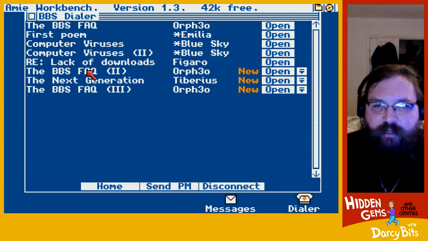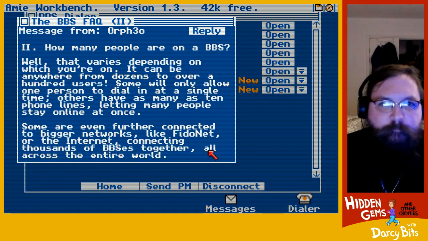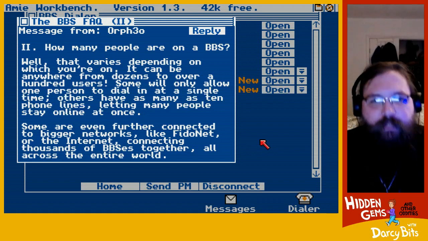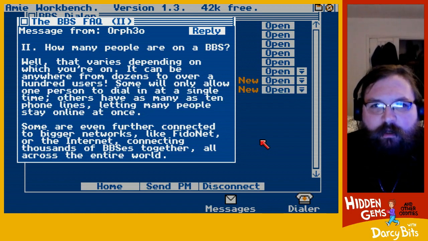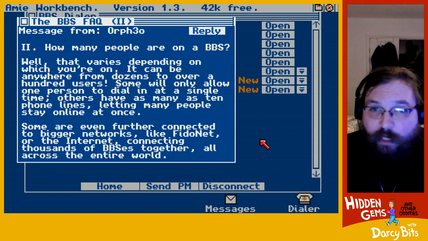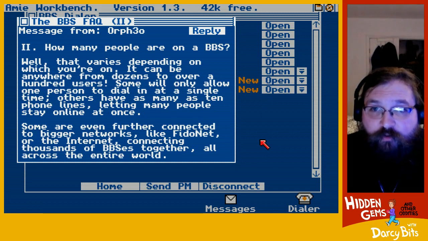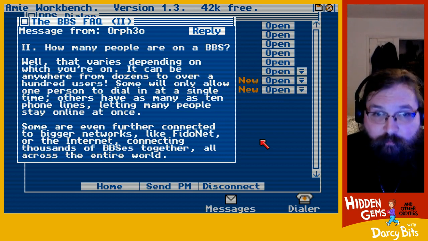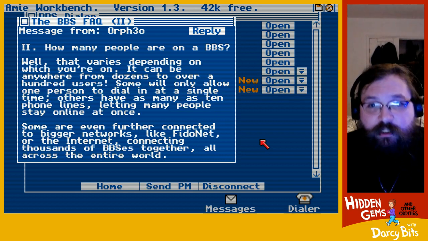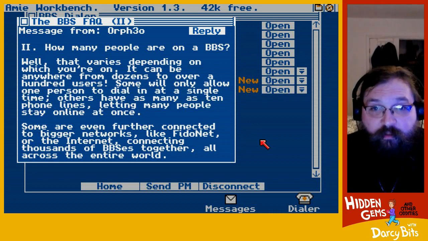And then the BBS FAQ 2 by Orfeo. How many people are on BBS? Well, that varies. Depending on which you're on, it could be anywhere from dozens to over 100 users. Some will only allow one person to dial in at a single time. Others have as many as 10 phone lines, letting many people stay online at once. Some are even further connected to bigger networks like FidoNet or the internet, connecting thousands of BBSs together, all across the entire world.